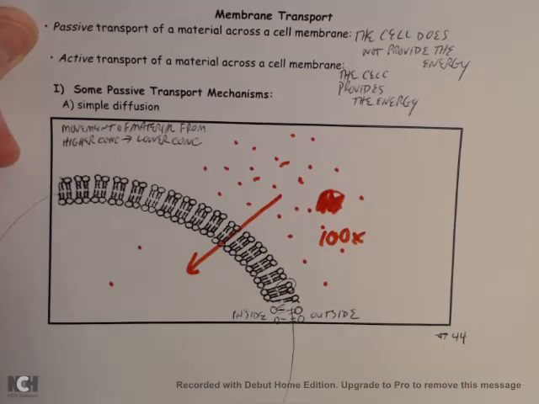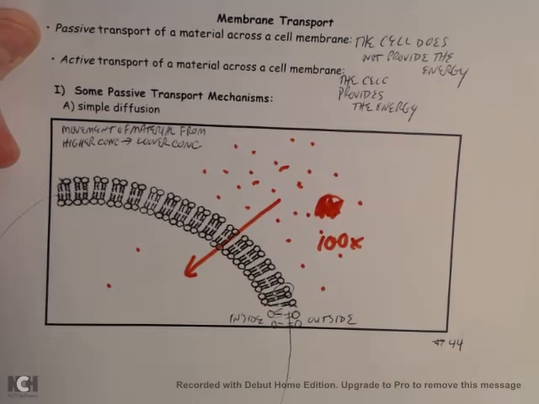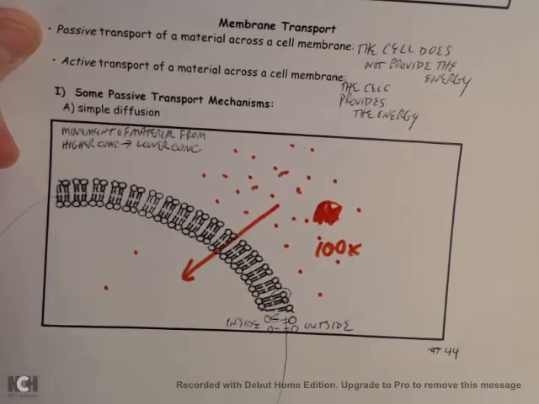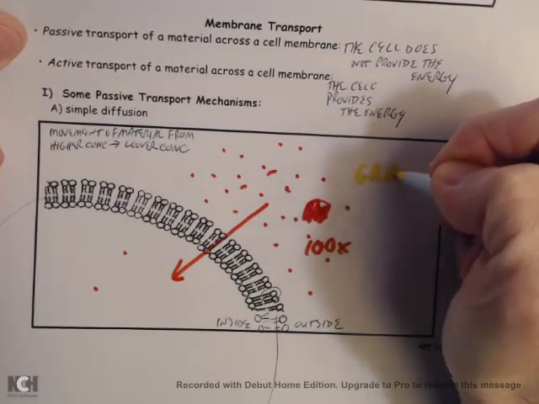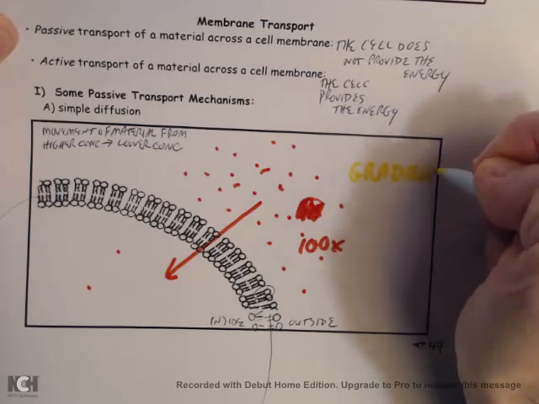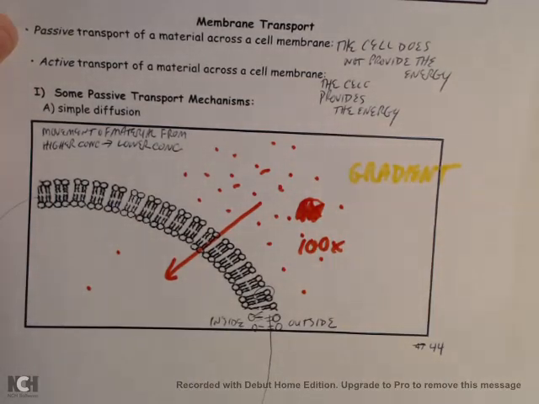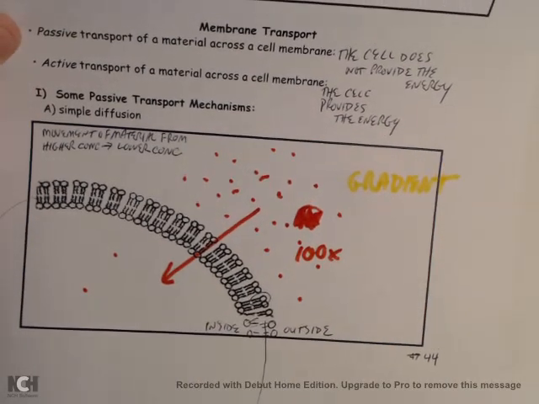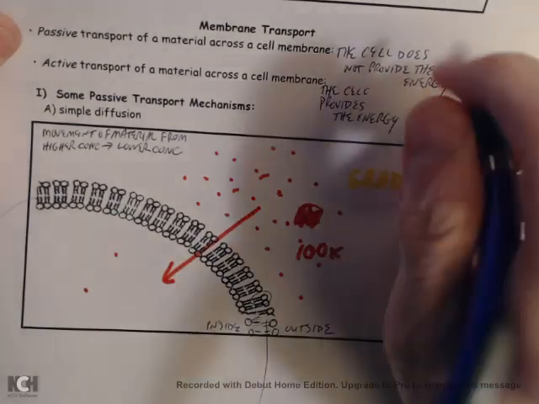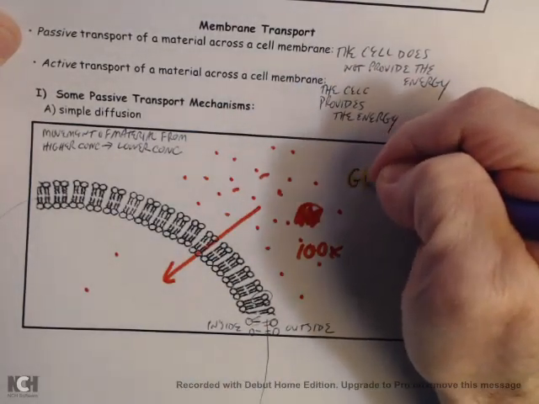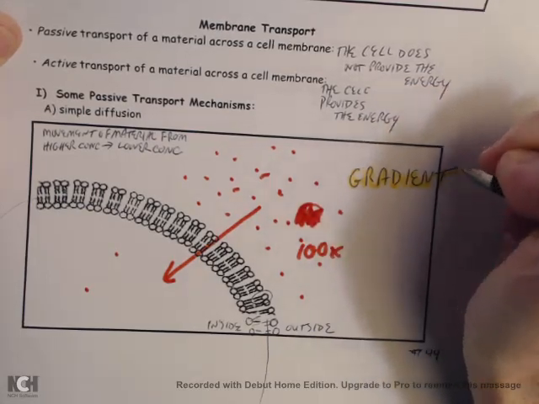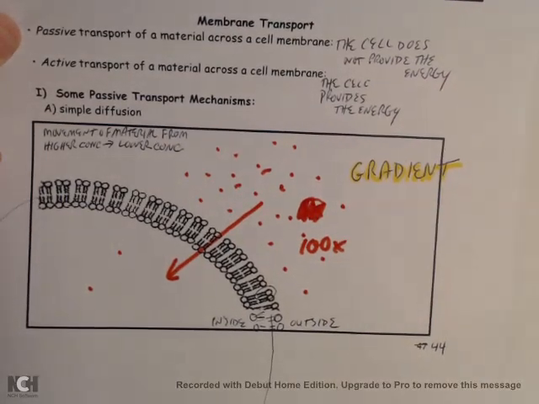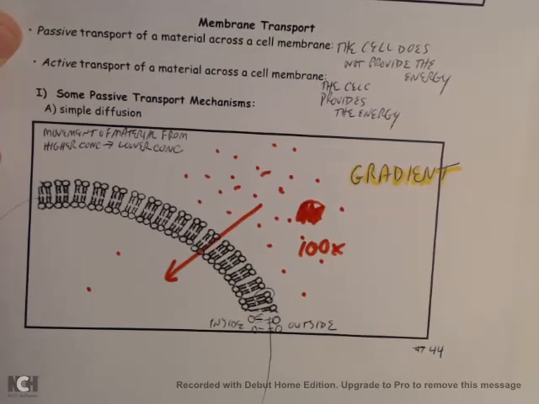There's an easier way to say that, and that way involves using a word that we haven't used yet. That word is gradient. I apologize, that ink doesn't really show up well. I won't use that color anymore. Let's try this. There we go. The word gradient, and this is in the key terms box on the previous page.